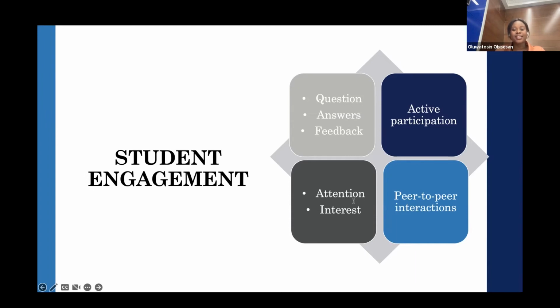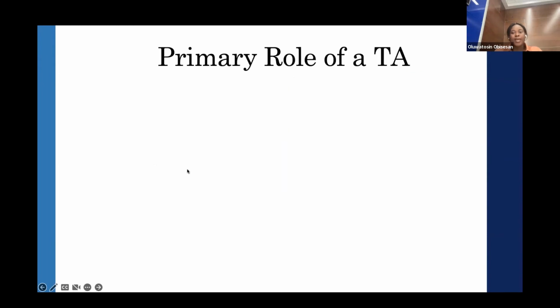And the TA plays a huge role in ensuring that all these different forms of engagement are facilitated in the class, and that you have the right class environment to help every student to learn in the class.